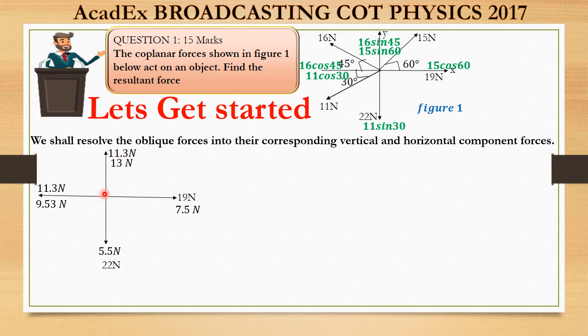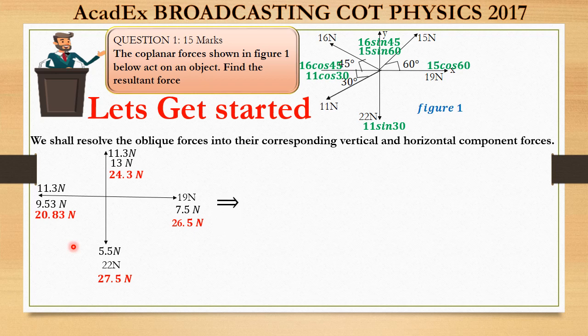Now from here we have to sum up these forces to have the actual force that is acting upward and the actual force acting downward. To do that, I'm going to write it in red. We'll have this 24.3. Now 19 plus 7.5, we'll have 26.5 Newton. 5.5 plus 22, we have 27.5 Newton. 11.3 plus 9.53, we have 20.83 Newton.